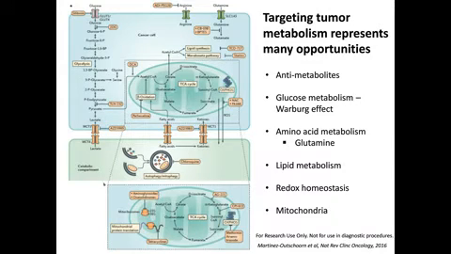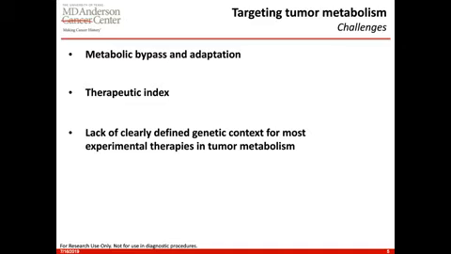And there, on this slide, we can also see there are some drugs or chemical probes targeting glucose metabolism, the so-called Warburg effect. There are approaches targeting amino acid metabolism. An example with that is the GLS inhibitor for targeting glutamine metabolism. There are approaches targeting lipid metabolism, redox homeostasis, mitochondria as well. No doubt, lots of potential therapeutic opportunities in targeting tumor metabolism. However, this is not an easy field for therapeutics either. There are many challenges out there.